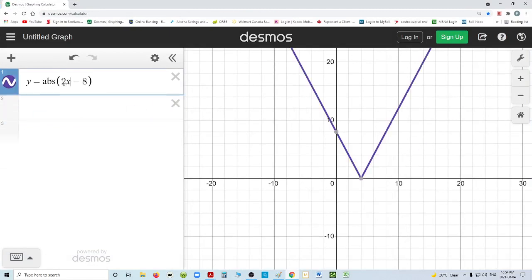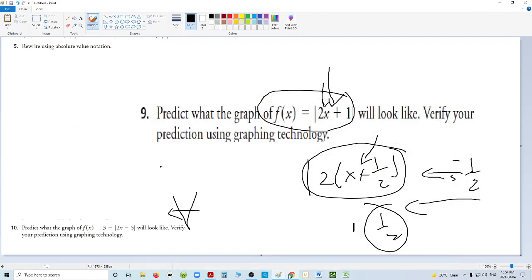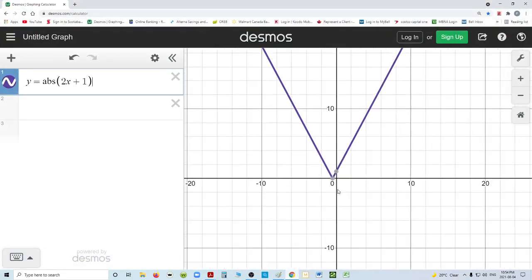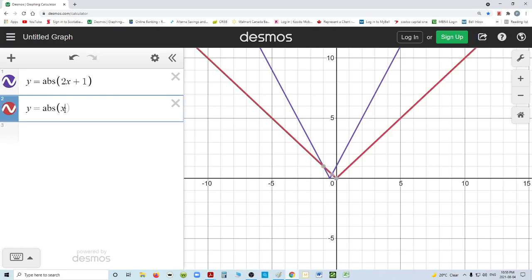So here's the, was it +1? I think it was +1. Yeah. So you can see here's the new vertex, and it has indeed moved to the left by half. So I'm just going to show you what the regular one looks like so that you can also see the compression. See how much thinner the purple one is? That's because it's been compressed by half.